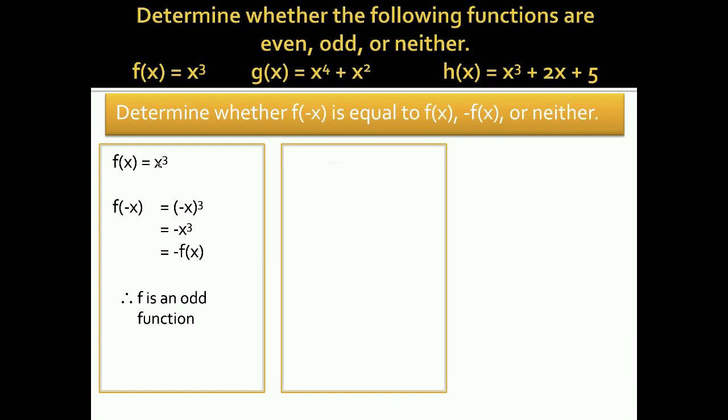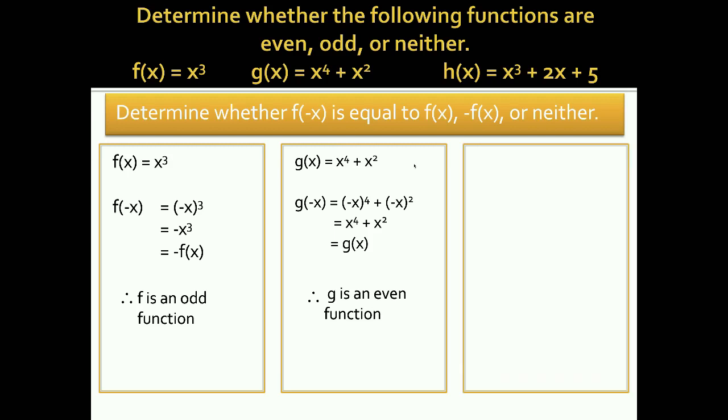The next one, we're going to put in negative x. Well, negative x to the 4th is a negative times a negative times a negative times a negative, which is going to be a positive. Same idea here, a negative times a negative is a positive. So to simplify that, that would actually just be x to the 4th plus x squared, which equals the original. If when you plug in negative x, it equals the original, it is an even function.